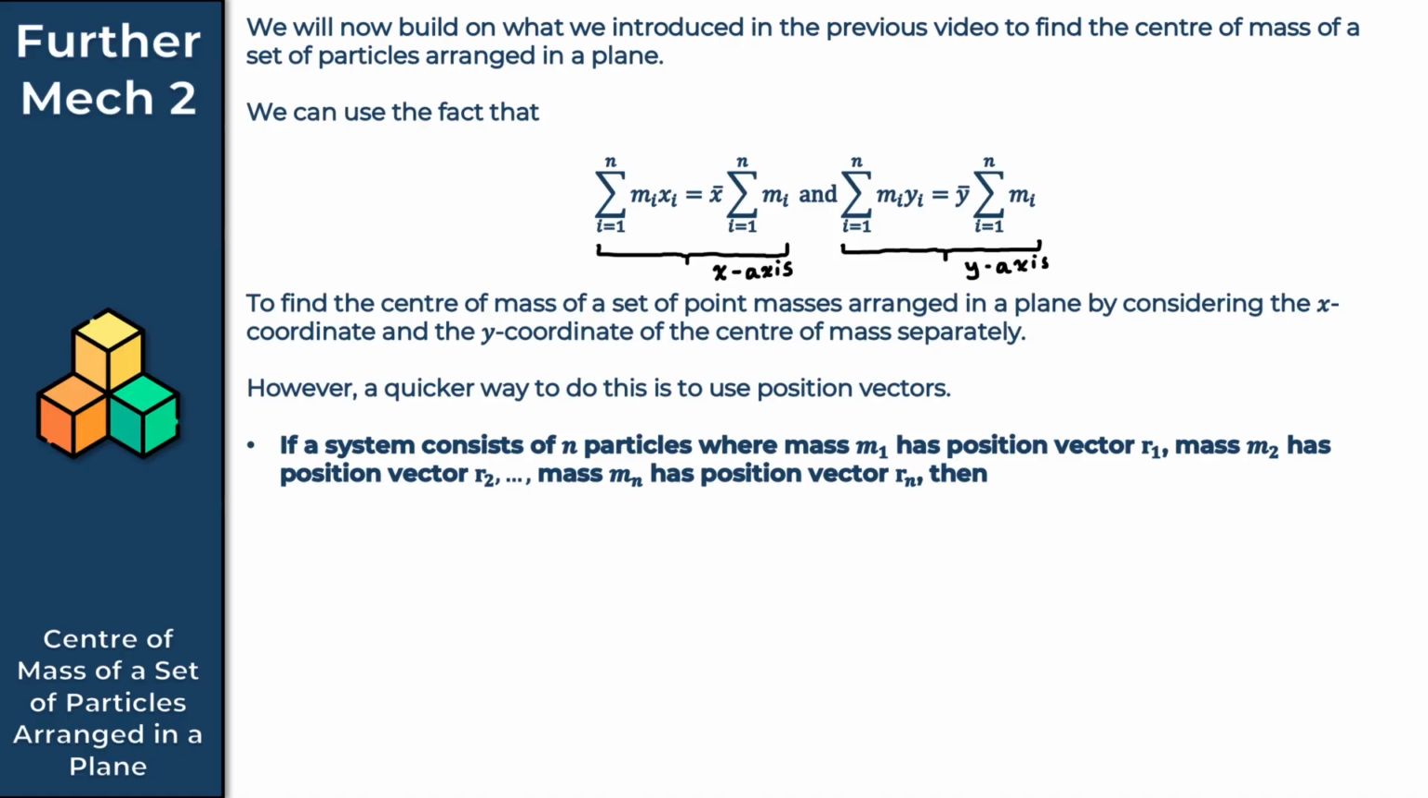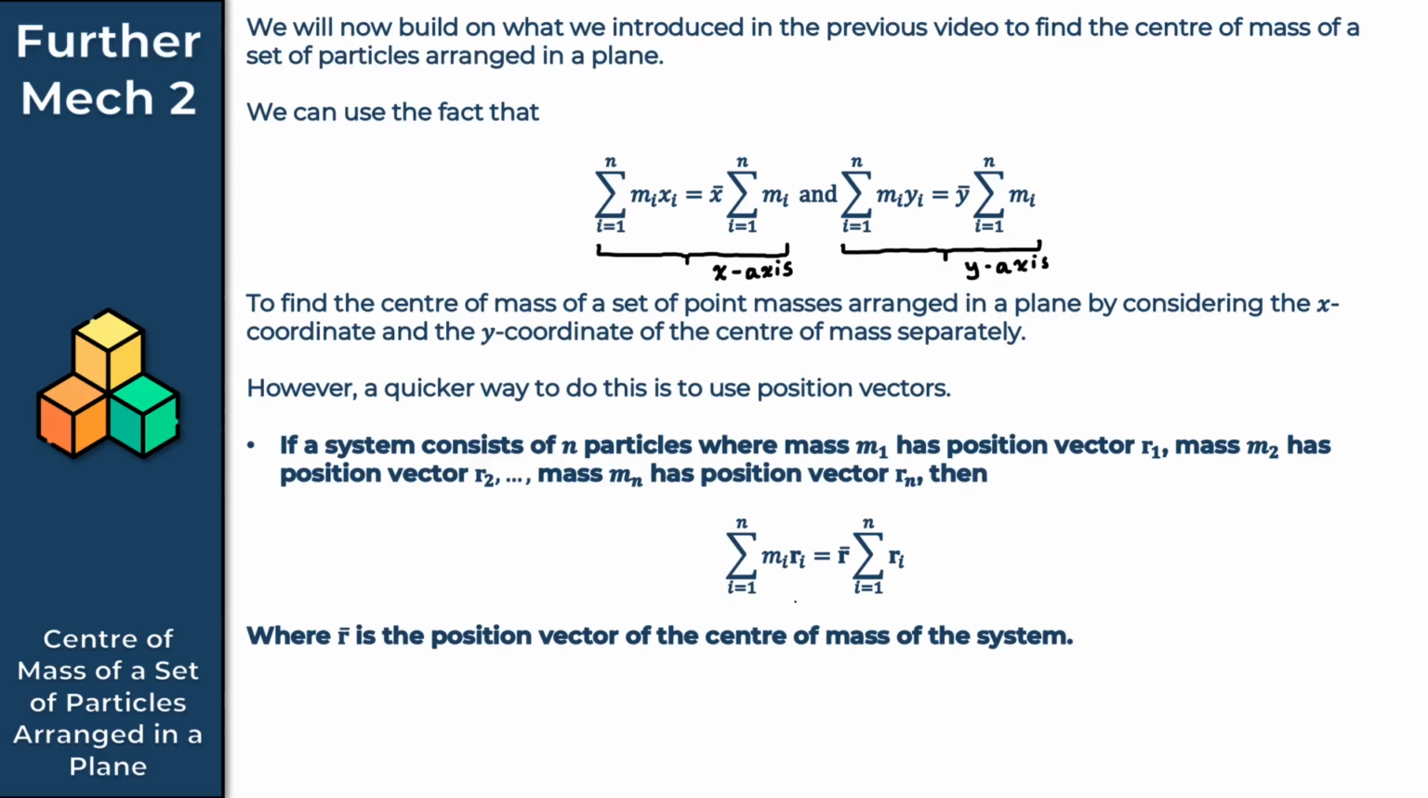So if we have a system that consists of n particles, where mass m1 has position vector r1, mass m2 has position vector r2, and mass mn has position vector rn, then in that case, we obtain this result. The summation of mi times ri from i equals 1 to n is equal to r bar times the summation of mi from i equals 1 to n. And r bar here is just the position vector of the center of mass of the system.